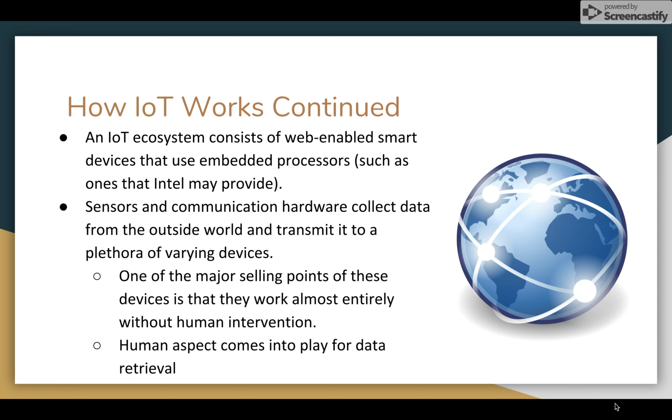And within these devices, sensors and communication hardware are there to collect the data that you put into these devices, and they can transmit that very easily into the outside world and put it onto a variety of varying devices. So say you type up a Word document on your phone, it would within seconds, or rather immediately, be transmitted onto the laptop that you could also work on. That's one of the major selling points of these devices, is they work completely without human intervention.